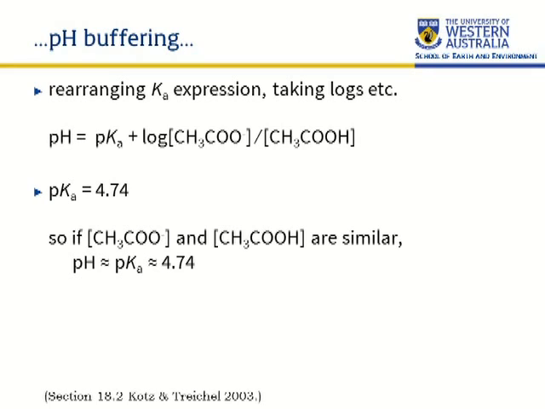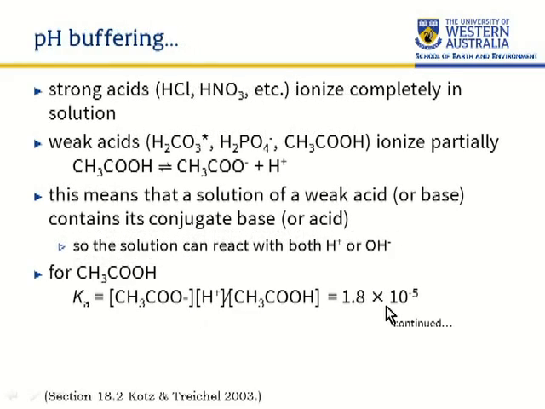And we can do a little bit of algebra on that and rearrange it so that pH is equal to pKa, the acid dissociation constant, plus the log of the ratio of the conjugate base to the conjugate acid. So if this ratio is 1, and the log of 1 is 0, then pH is equal to pKa, and the concentrations of these two species must be the same. Right, 4.74 of course being minus the log of 1.8 by 10 to the minus 5.